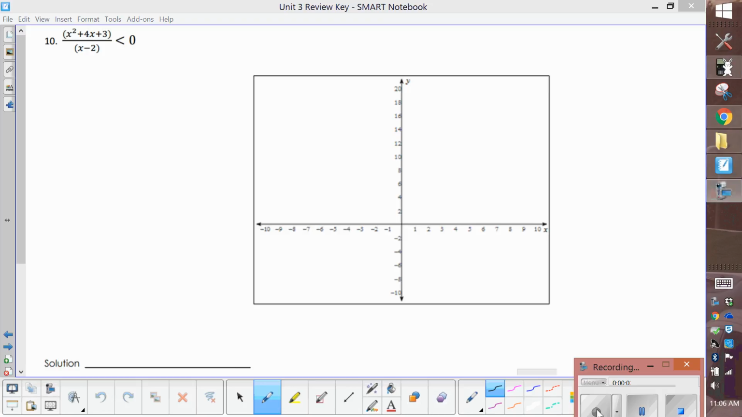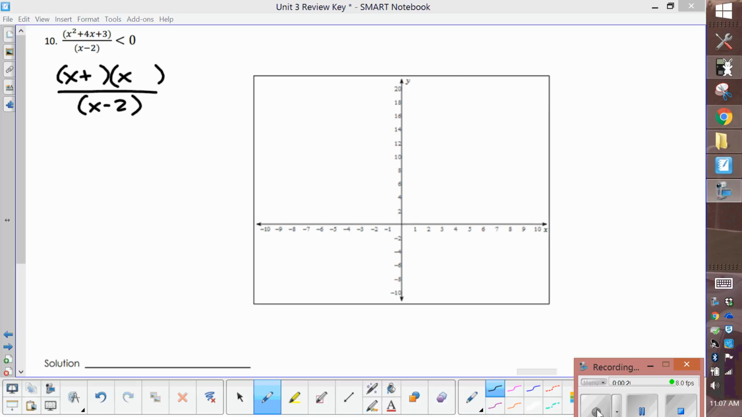All right, this is question number 10 from the review. We're going to do this rational inequality. So again, the first thing I would do is write this out in factored form. I'm okay with the denominator being x minus 2, the numerator x and x.